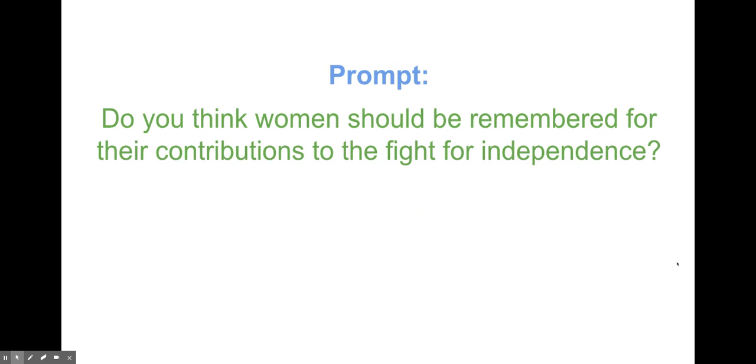The prompt for your end of the unit project is, do you think women should be remembered for their contributions to the fight for independence? When we're talking about contributions, we're talking about what they did, so the actions. And of course, we know independence refers to their freedom from Great Britain. So again, should we actually remember what they did when we're talking about fighting for our freedom? And that's, again, an opinion in your case.